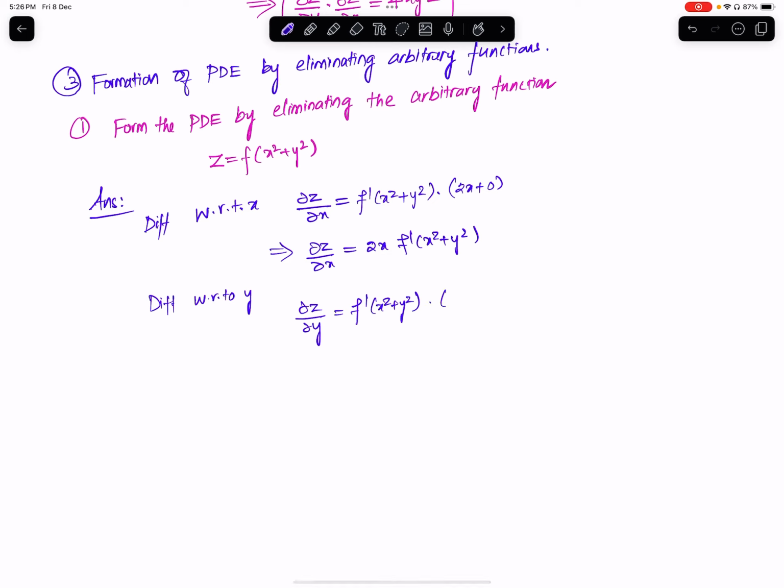Now you have to differentiate the inner part. The derivative of x² is 0, the derivative of y² is 2y. So what do you get now? ∂z/∂y = 2y f'(x² + y²). Here our task is to find the PDE by eliminating the arbitrary function. It means in the answer you should not see any f. That is the meaning. So what I am going to do, I am going to divide 1 and 2.